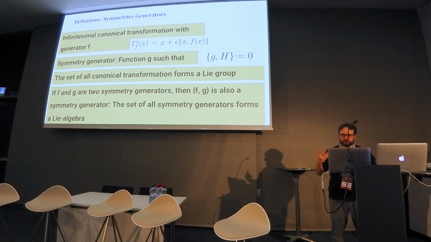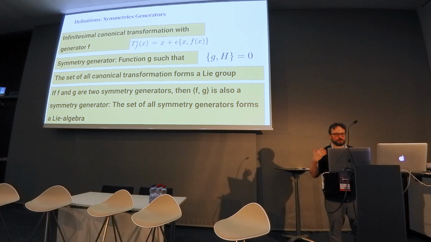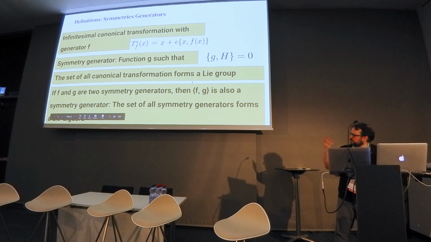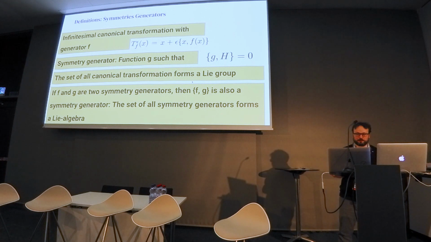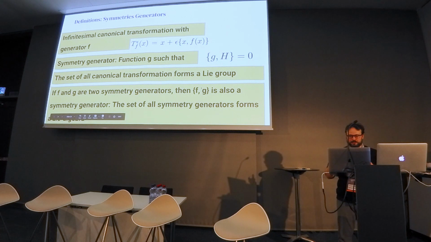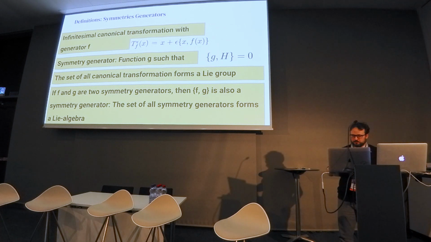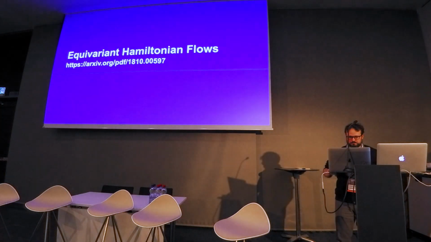this will play a fundamental role. Basically, it gives a necessary condition for the density that you get from the Hamiltonian dynamics to be invariant. And these are just some observations. If you collect the set of all symmetry generators, they form what's called a Lie group, and they are closed under the Poisson bracket. So if you take two symmetry generators and compute the Poisson bracket, you get another symmetry generator. And these facts play a role in how we can build these Hamiltonians.